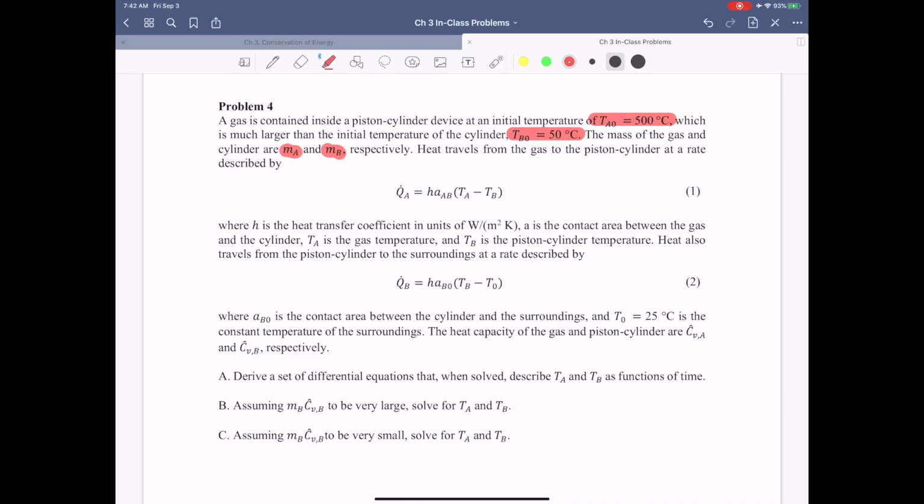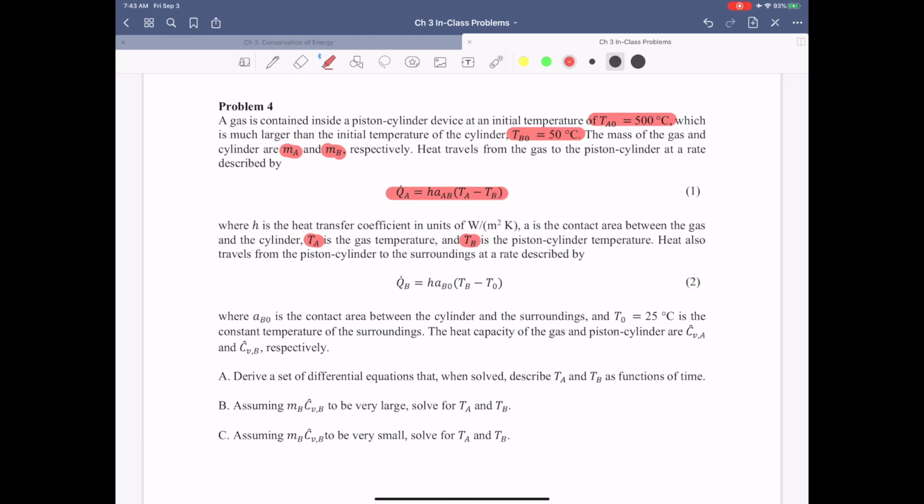Now in this piston cylinder device, we're not concerned about expansion or compression or things like that. What we're more concerned about is the heat transfer that occurs in this system. And so heat is going to travel from the gas to the piston cylinder at a rate described by Newton's law of cooling here, where H is the heat transfer coefficient, A is the contact area between the gas and the cylinder, and TA and TB are the temperatures of the gas and the cylinder, respectively.